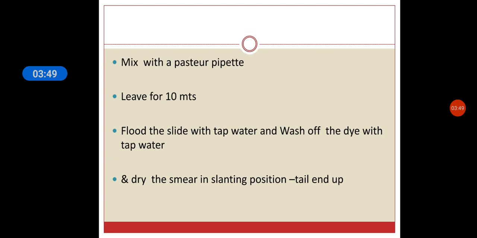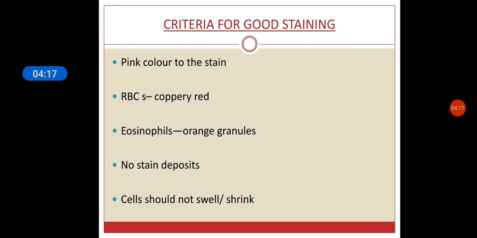Okay, then you keep it for how long? You keep it for around 8 to 10 minutes. So after that time you wash the slide, slowly wash the slide, open the tap and slowly wash the slide. Okay, then the next procedure is to dry the stain. So for drying the stain you have to keep it in a slanting position with the tail end up. Okay, so the tail end up and the head end will be down, right? So this is the procedure for staining.